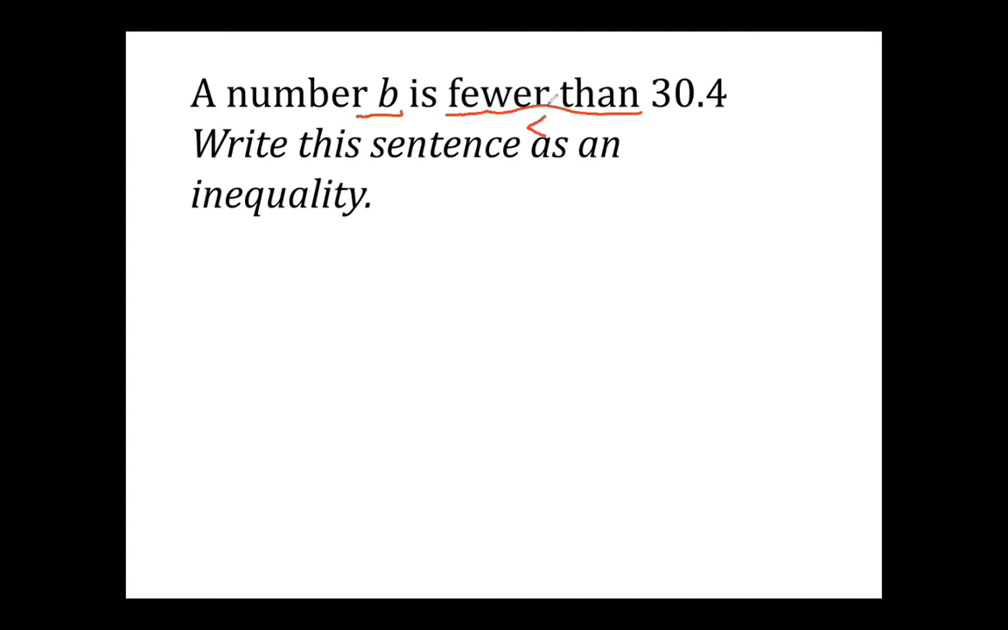So now we know that B is less than whatever value we have here, in this case, 30.4. So B is less than 30.4. As an inequality, you're just going to write B, then write your less than sign, and then 30.4. And there's your sentence represented as an inequality.